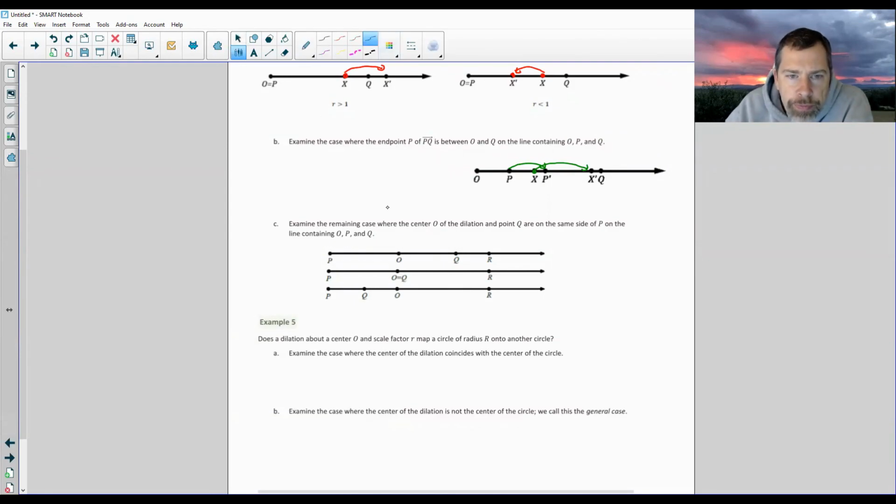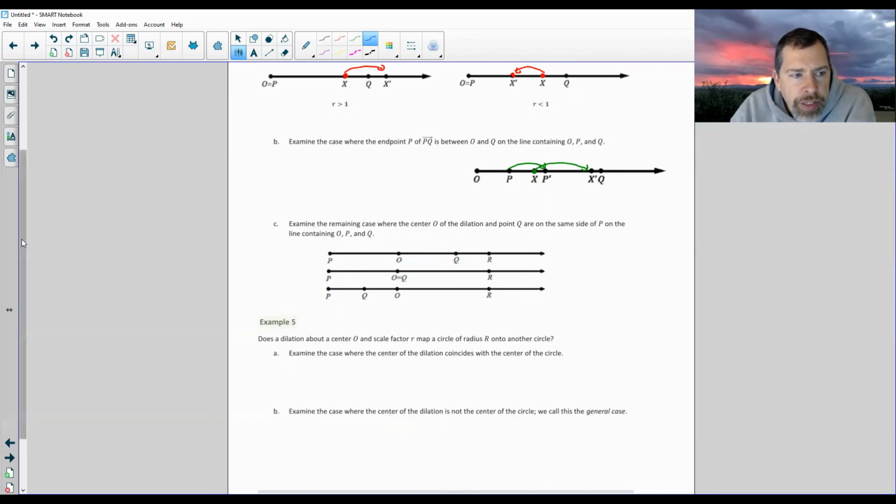All right, so we have everything to the right of P. So here's our starting point P. O's here, Q's here, R's here. O and Q are sharing a location, and R's over here. And PQ is shorter than PO here. PQ is longer than PO here. PQ equals PO here. These are the three possible outcomes for having our center of dilation and our other point to the right of our starting point.